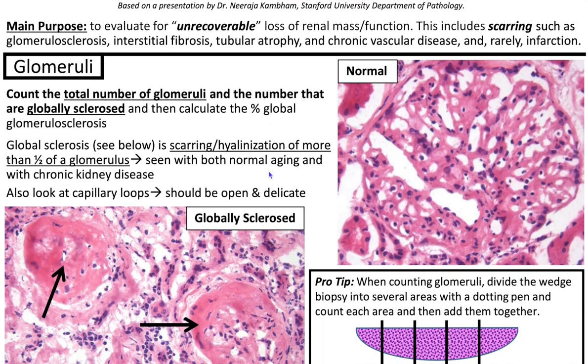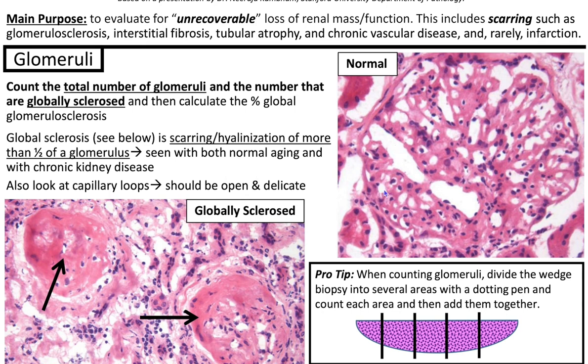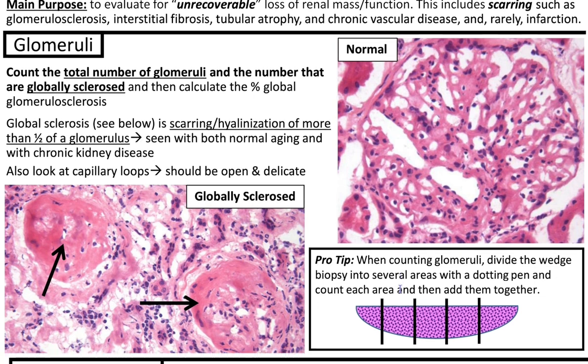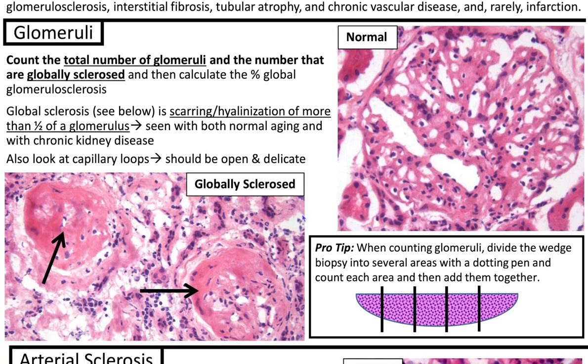You have your glomeruli, and here is a section of normal glomerulus. You want to count the total number of glomeruli and the number that are globally sclerosed, and then calculate that percentage of global glomerulosclerosis. Now, what is global sclerosis? It's when you have scarring or hyalinization of more than 1/2 of a glomerulus, and it's seen with both normal aging and with chronic kidney disease.